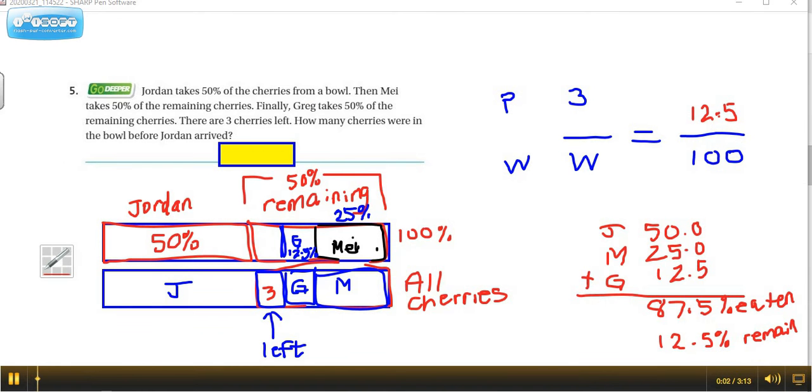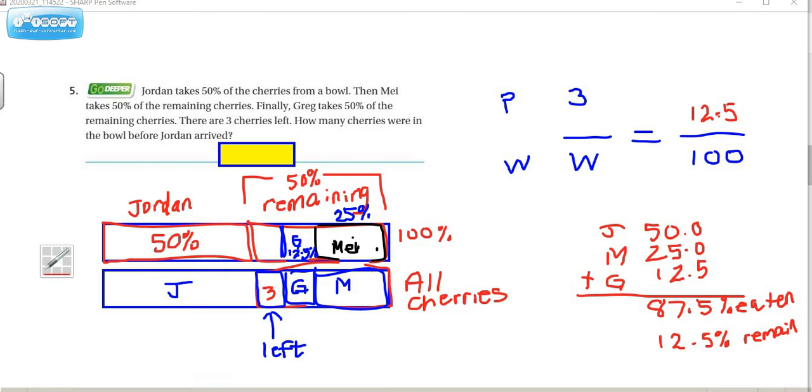Everybody, Miss Teacher here. We're taking a look at a question that's very complex and probably doesn't belong in lesson 5.5. It really belongs in lesson 5.6. So you're going to need some help with it.